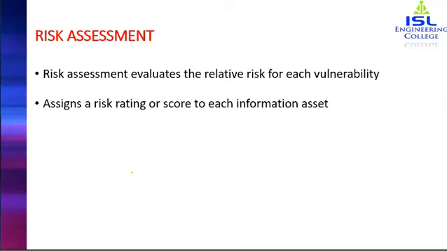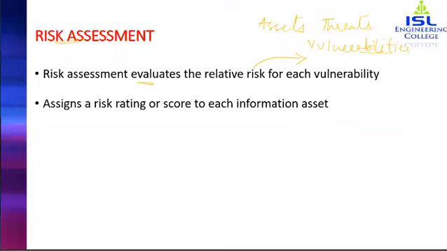Now, within the previous risk identification, we have studied what can be the different assets of an organization, what are the different threats, and what are the different vulnerabilities that are associated with each threat. Now, as we know the different assets, the threats, and the different vulnerabilities, based on this, we can go for risk assessment. With risk assessment, we can evaluate the risk for each vulnerability. That is how much risk is associated with each vulnerability that can be identified. So, risk assessment evaluates the relative risk for each vulnerability.